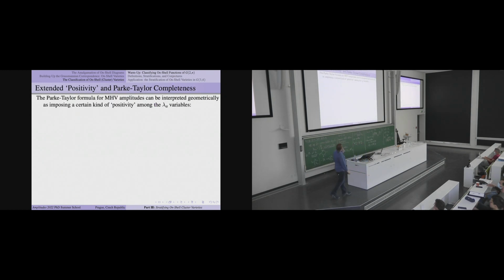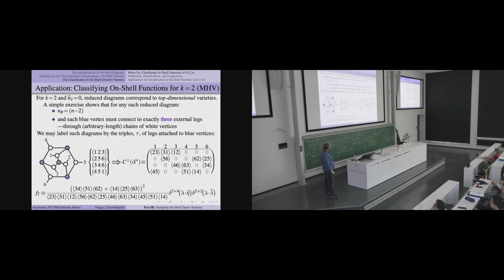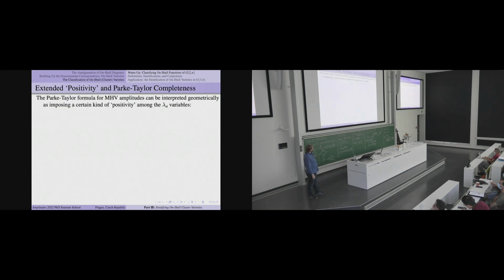All right. Now there's another formula for any of these on-shell reduced top-dimensional varieties. By varieties, I just mean a subspace here inside the Grassmannian. That comes from this intuition from positivity that we'll recall.